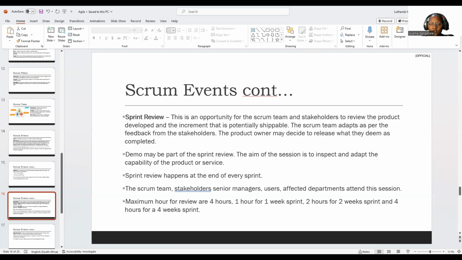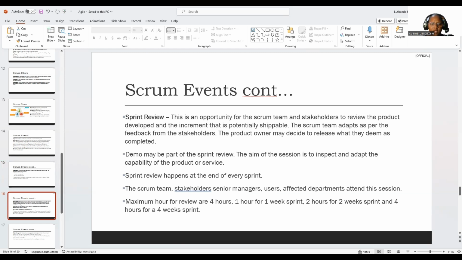Obviously, in the sprint review, we may or may not have a demo, depending on what we were doing in the sprint. Essentially, the aim is just to inspect and adapt the capability of the product or the service that we are building for our clients. It happens at the end of every sprint. That means every 2 weeks.